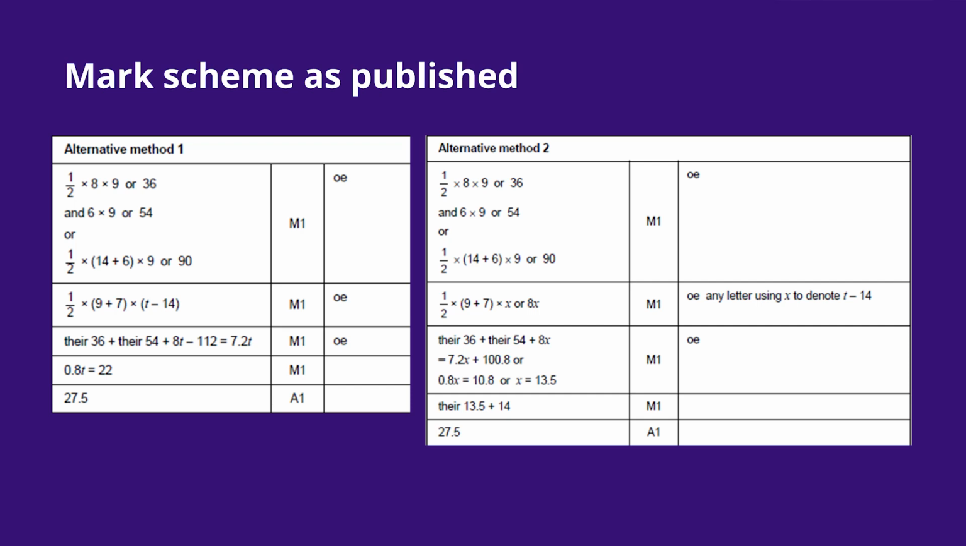The fourth mark, in method 1, is to get a simplified equation. In method 2, it's just to get those final numbers to be added together, and in both cases, the 5th mark is for the final correct answer. So on the right-hand scheme, the 4th mark is for their 13.5 plus 14, and the last mark is for the final answer of 27.5. And it seems unlikely that any student at this level who got 13.5 plus 14 wouldn't actually go on to get the 27.5. So it's worth looking at that and deciding whether that's the best approach to this scheme.